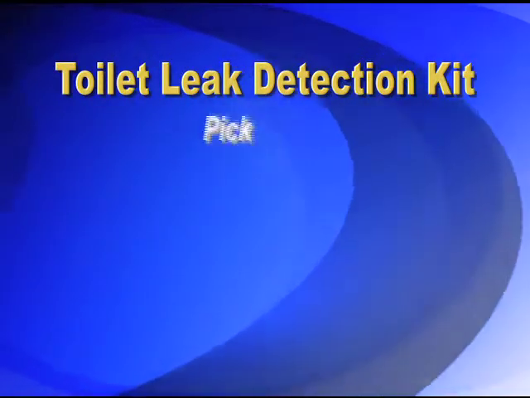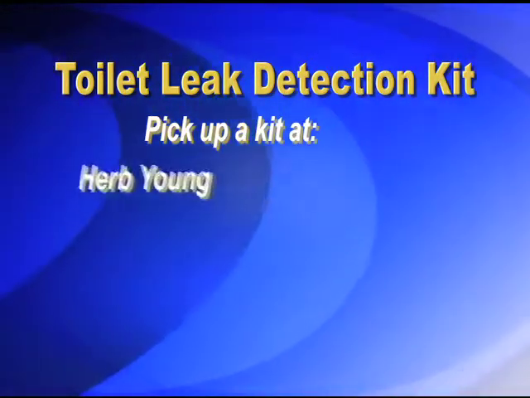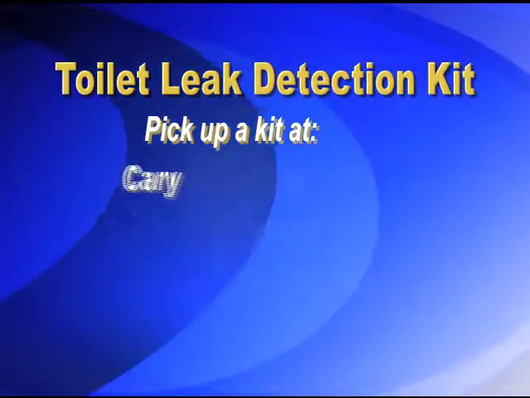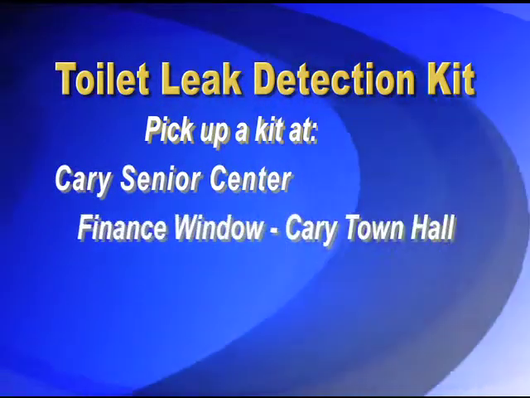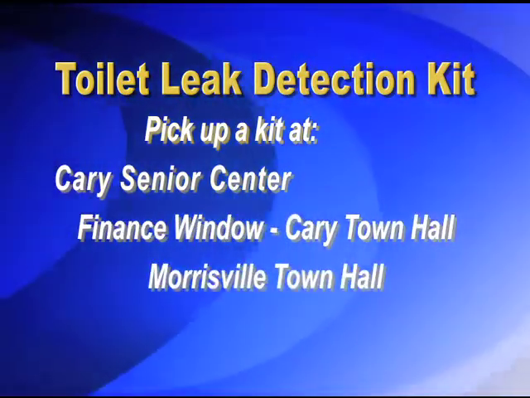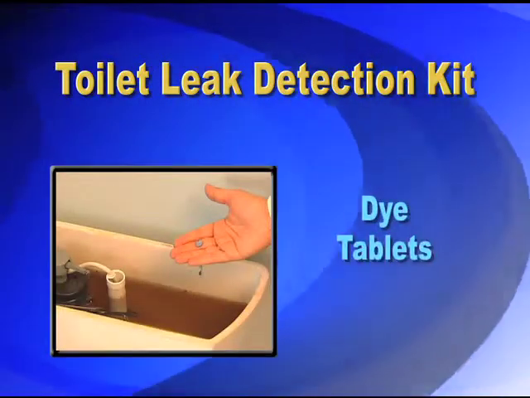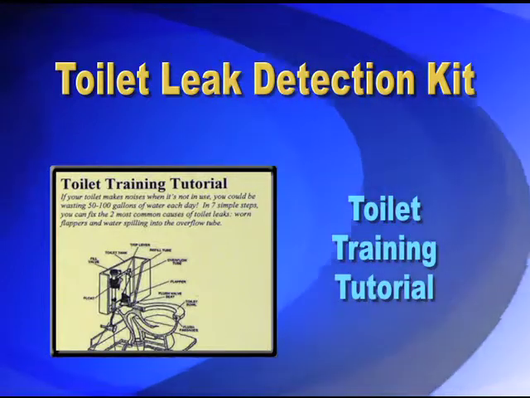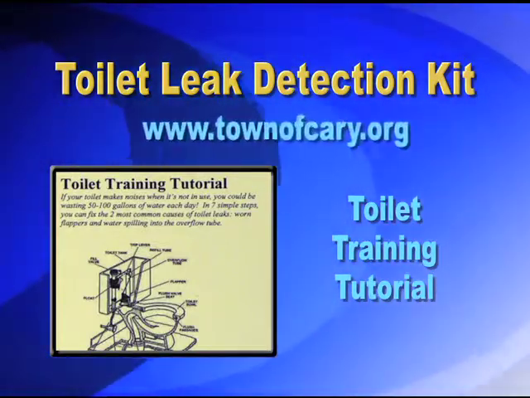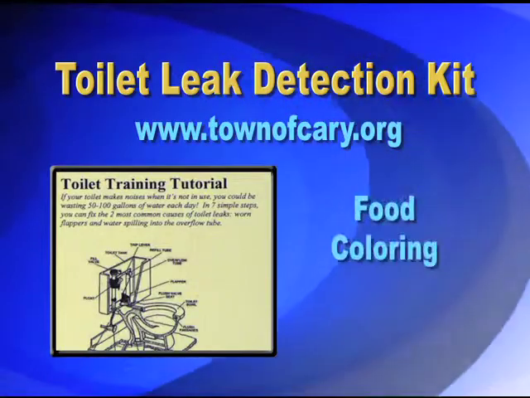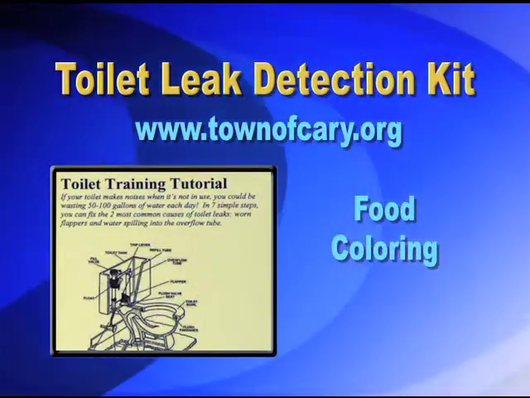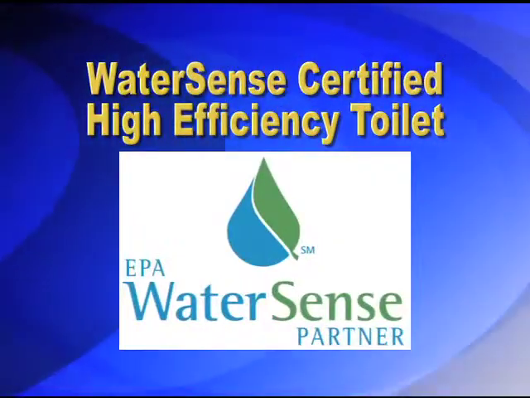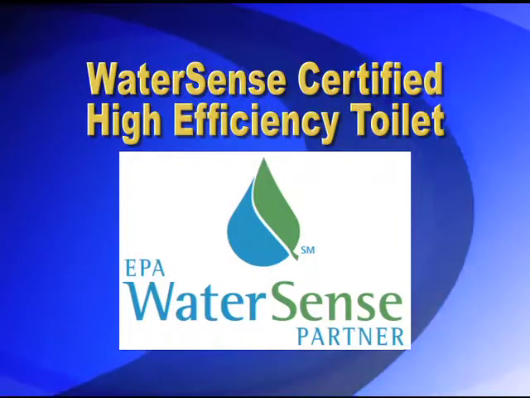You can pick it up at any of the following locations: Cary's Herb Young, Bond Park or Middle Creek Community Centers, the Cary Senior Center, the Finance Window at Town Hall, or Morrisville Town Hall. Kits are available during the entire month of March and contain dye tablets to test your toilets for leaks and a toilet training tutorial with tips for fixing the most common leaks. You can also download the tutorial online at townofcary.org and use food coloring instead of dye tablets to test for leaks. If you have a toilet that's irreparable, then consider replacing it with a WaterSense certified high-efficiency toilet.